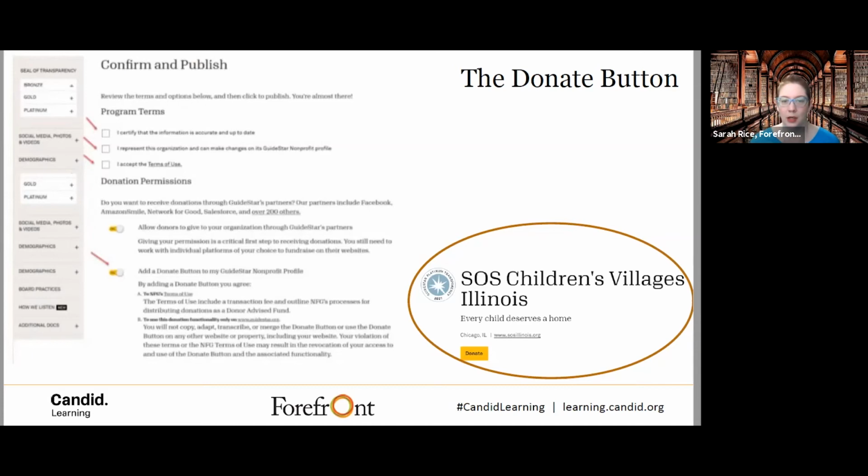Some of them are the terms of the site: you're verifying that you are affiliated with the organization, you do have permission to share this information, and you agree to the terms of use of the website. Then there's the donation permissions. You can tell it no or yes on allowing donors to give to your organization through GuideStar's partners. So if you didn't want to be listed in Amazon Smile, you could turn that off and have it not show you as a potential for those if that is not something you wanted to deal with.